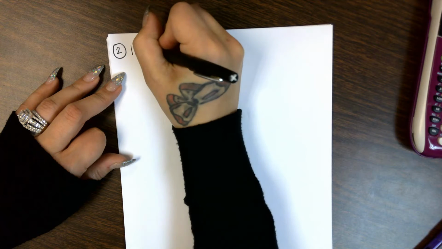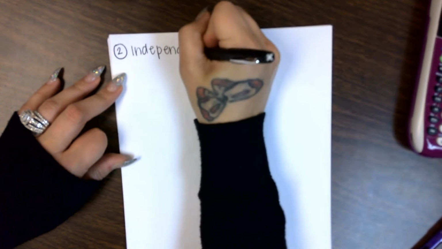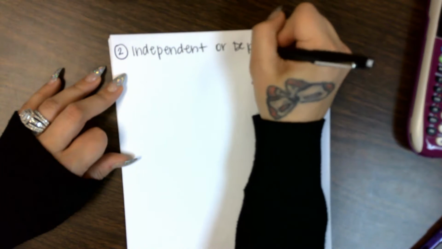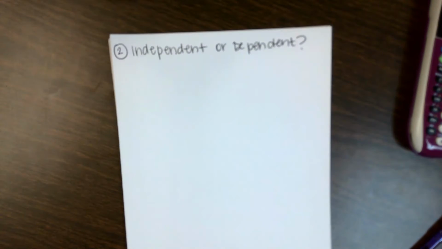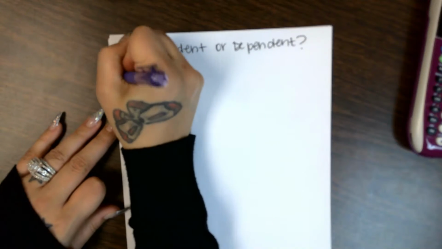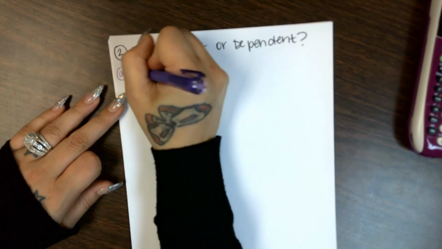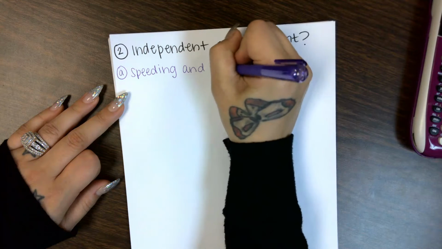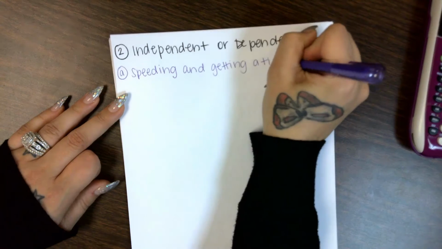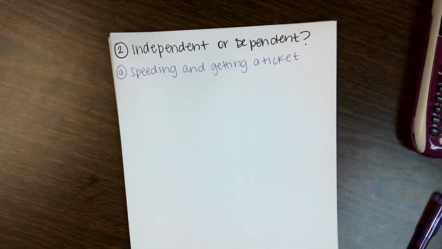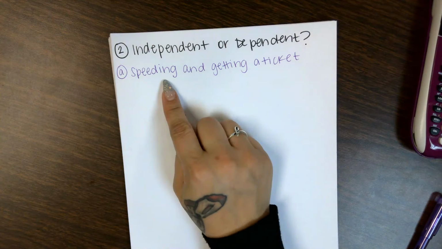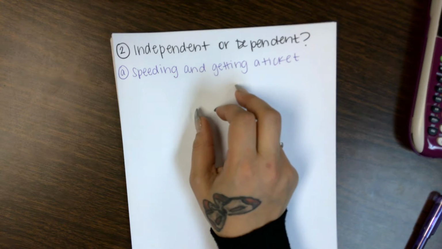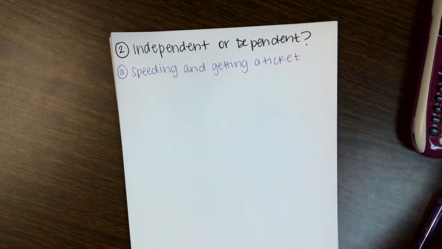I'm just going to write independent or dependent. We have A, speeding and getting a ticket. Independent means the occurrence of one thing happening does not affect the other occurrence. But if you speed, it will affect your getting a ticket. And so you would say that this is dependent. This is not independent. Those actually could result in the other.